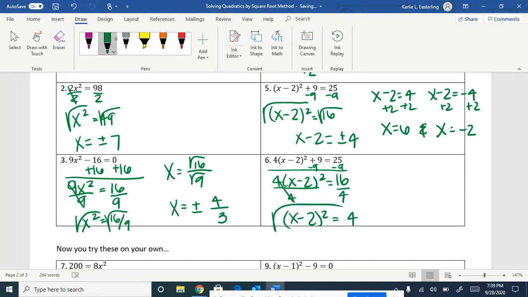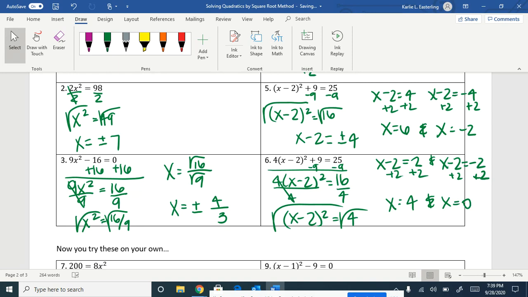And we're going to take the square root of both sides. So we're going to have x minus 2 equals, and we'll go ahead and do the plus and minus. So square root of 4 is 2 and negative 2. So then we'll add 2 to both sides. And our final answer is x equals 4 and x equals 0.